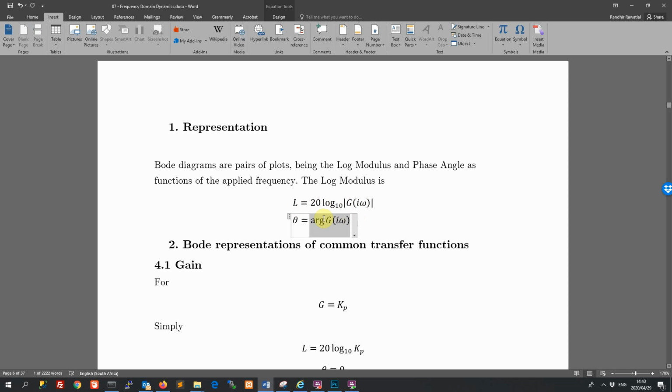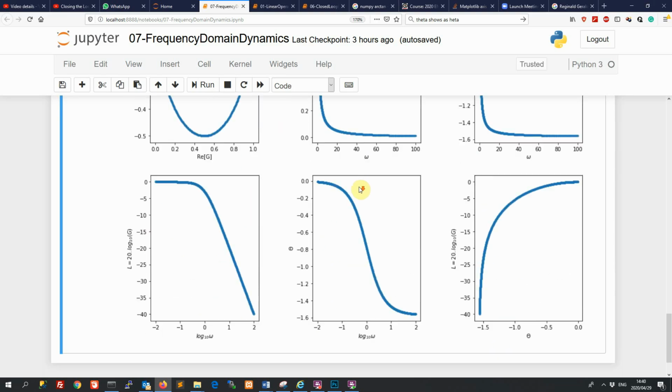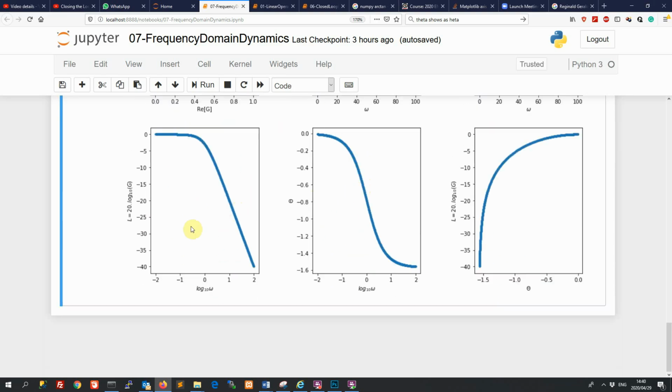And then for theta, that is the phase angle, so no change here. But on a Bode plot, we plot L against the log of omega, and we plot theta against the log of omega. So those are the other functions we can see here. So L versus the log of omega looks like this.